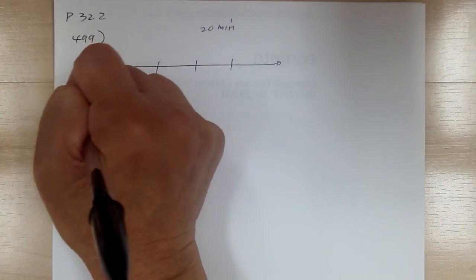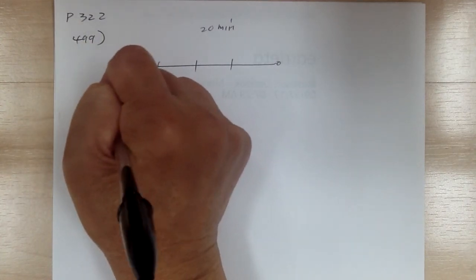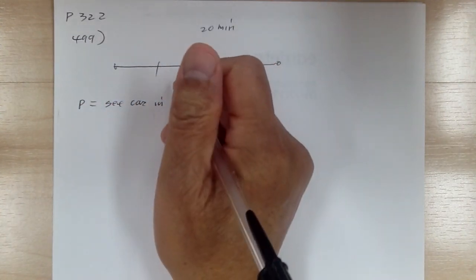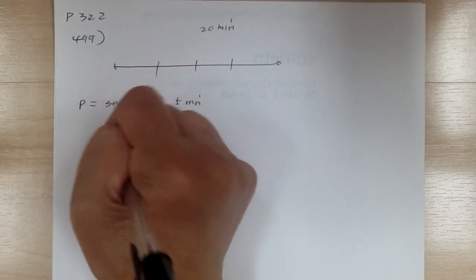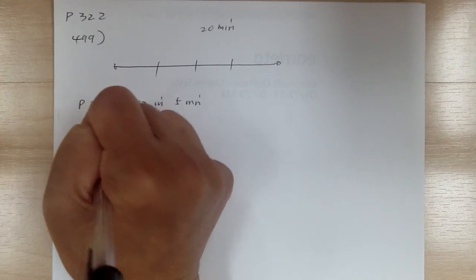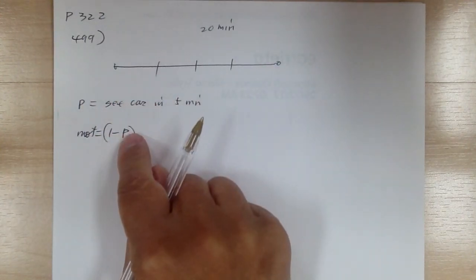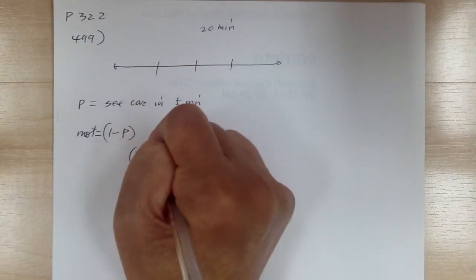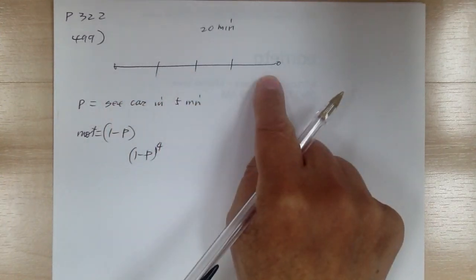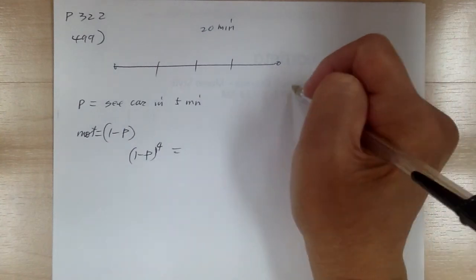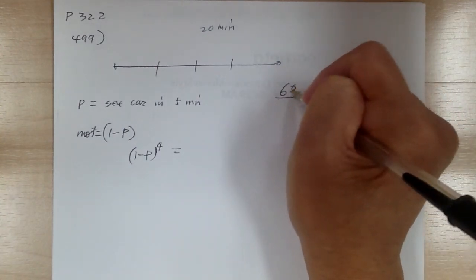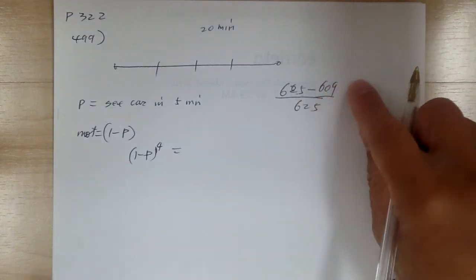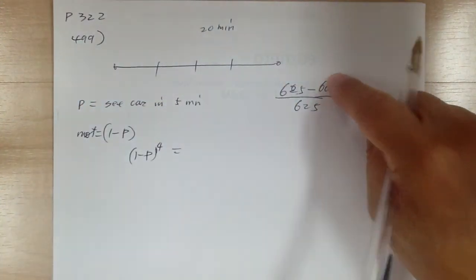So what you do is let P equal to the probability of seeing a card in 5 minutes. Okay, and so not seeing would be 1 minus P. And so you want to do the not seeing. Okay, so that means it would be 1 minus P to the 4th power. Okay, so here you have to multiply, right? And this will equal to the not seeing. Okay, so this is seeing, and so you have to subtract to figure out the not seeing.